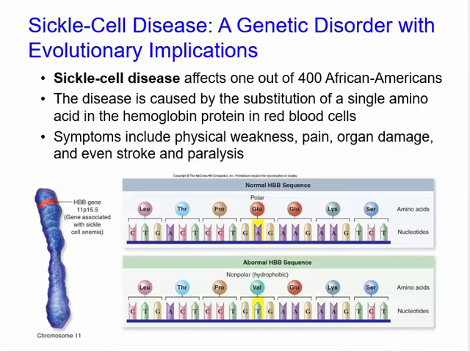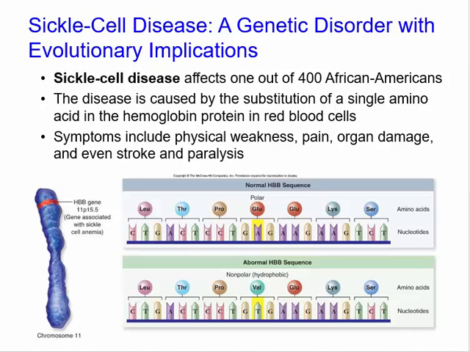Let's look at another example here, sickle cell disease. This is a really interesting one. We'll actually come back to this later in the course, very likely. So sickle cell disease affects about 1 out of 400 African Americans. So we're talking about a population here in the United States. The disease is caused by a single substitution. This isn't a mutation that's just happening. It happened a long time ago. And so there's this variant, this allele that has this mutation.